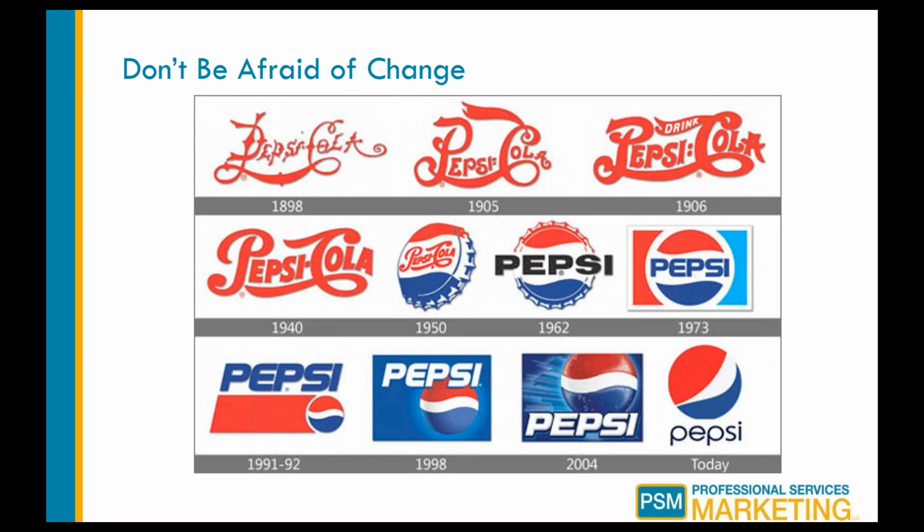Okay, so brand image. We use this example just to show you that it is essential to make sure that your brand is updated and relevant. So this is a great example, I think. Pepsi. Look how Pepsi has kept the core colors and the integrity of their brand throughout the years, but they keep updating it and refreshing it with the times.